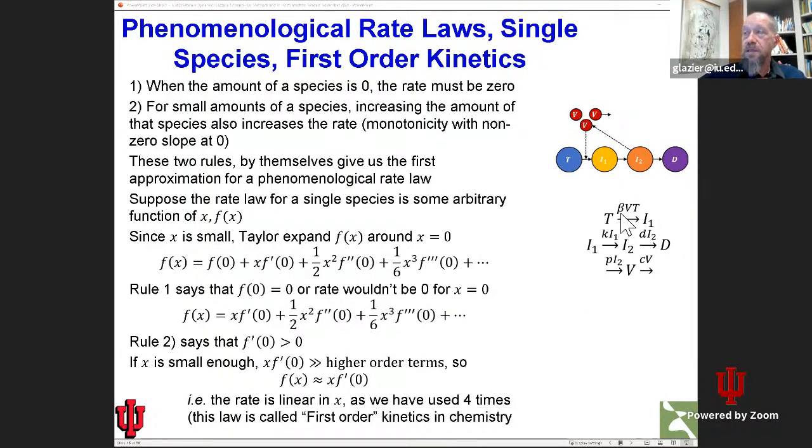F prime of zero is precisely this parameter beta or K or D or P or C that we see here. And so what this is telling us is our function has to be linear in x.